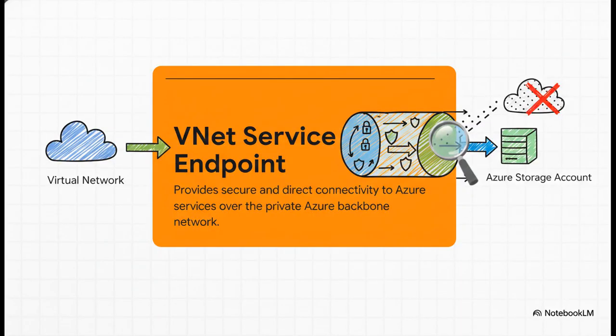Now, the magic that makes this happen is something called a VNet service endpoint. The best way to think about it is like a private, secure tunnel that goes directly from your approved networks to your storage. And here's the critical part. That traffic never, ever touches the public internet. It stays completely on Microsoft's own secure backbone network.